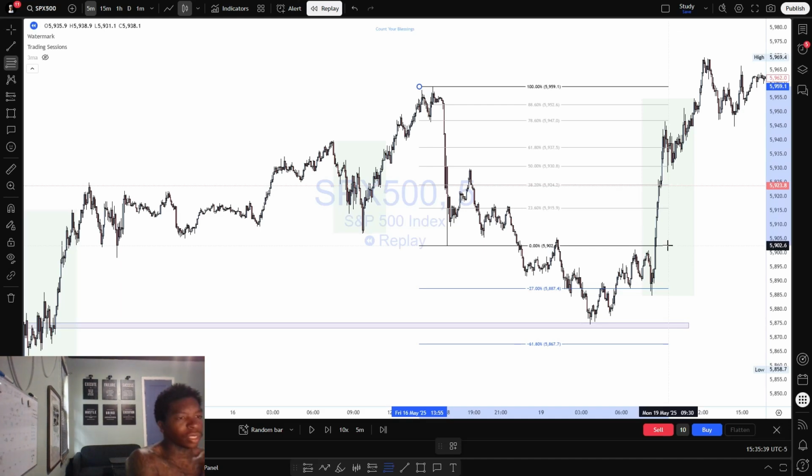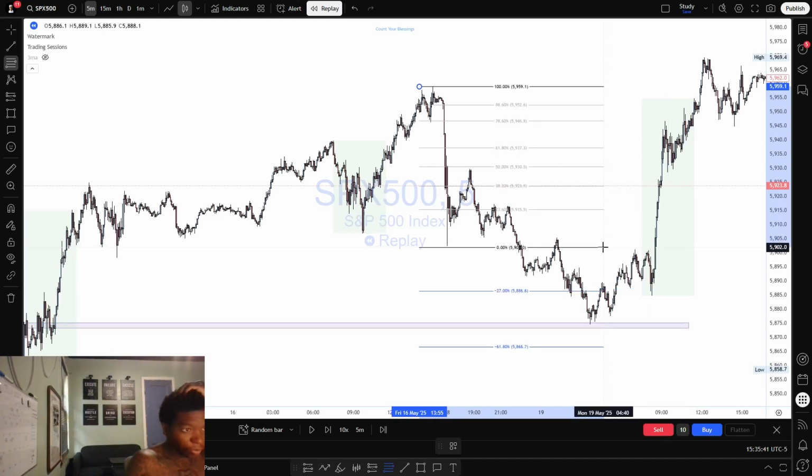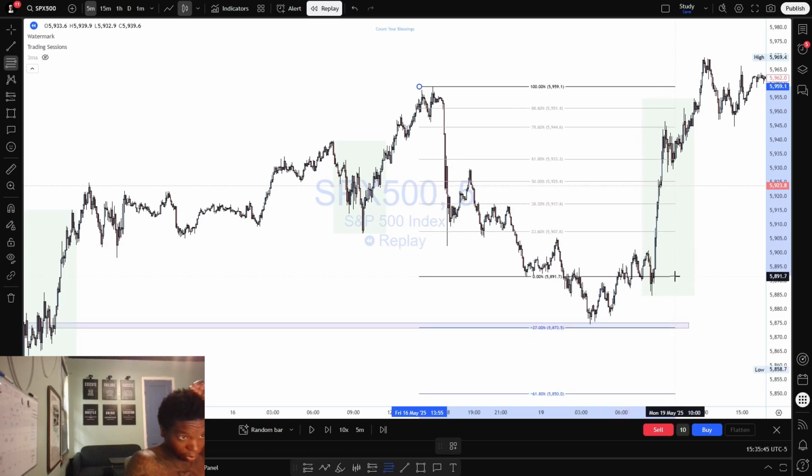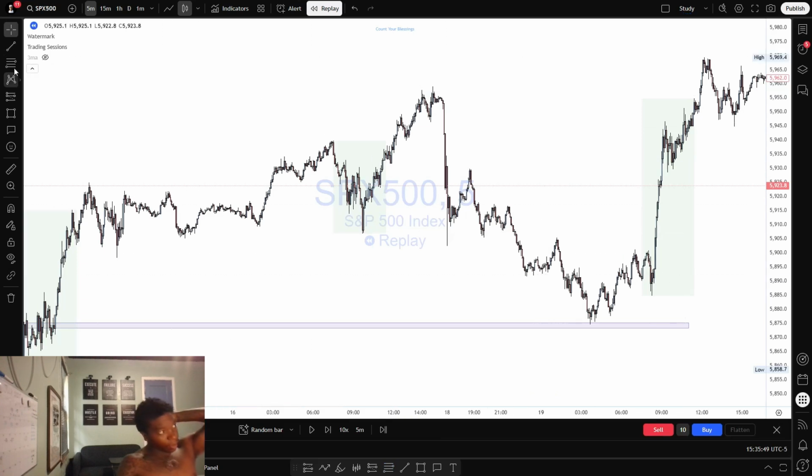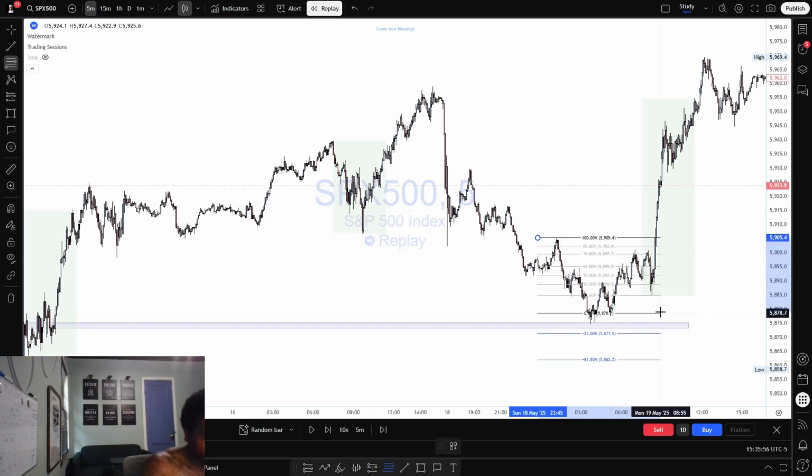In this instance, we see that price went much further than that level. Even if I placed it here, so much further than that level, and this whole move here. But I'm pretty sure if you did something like this from here to here, you see negative 27.